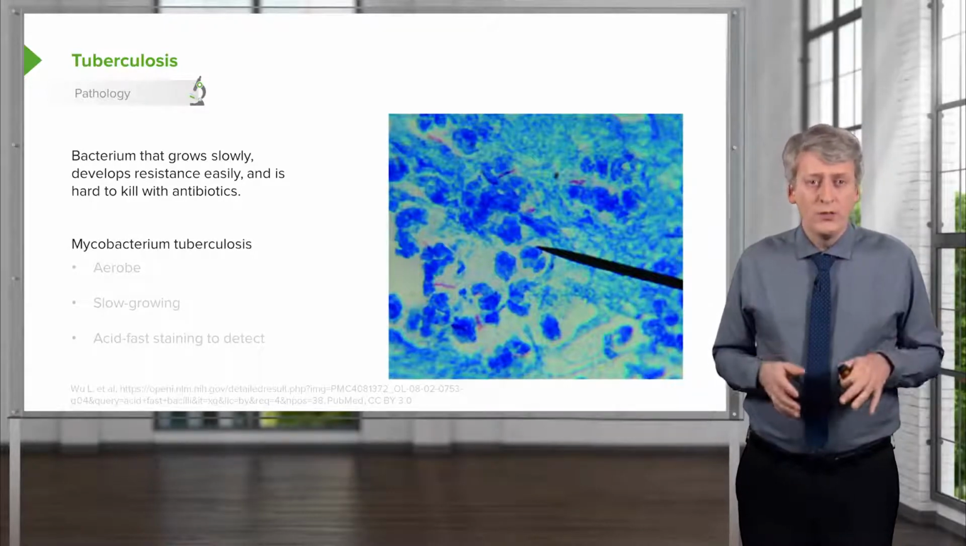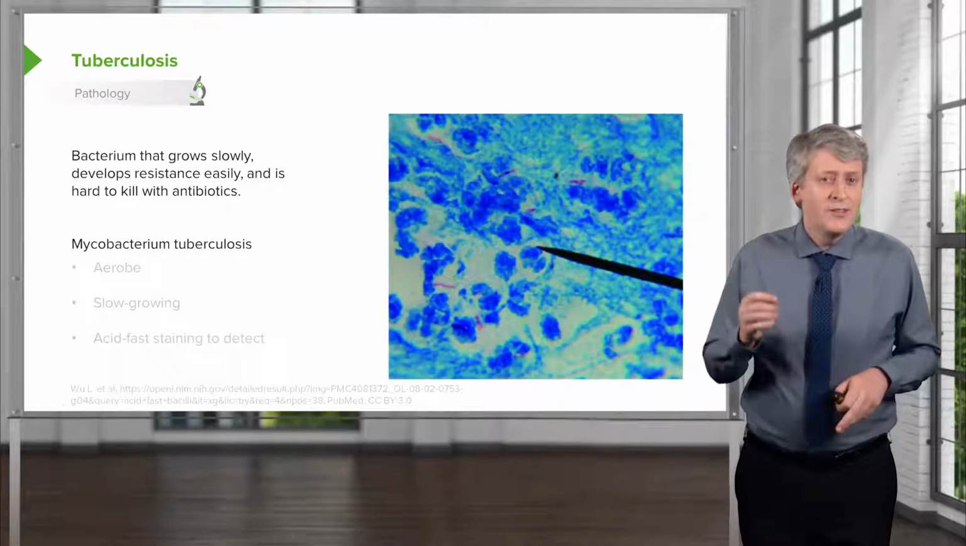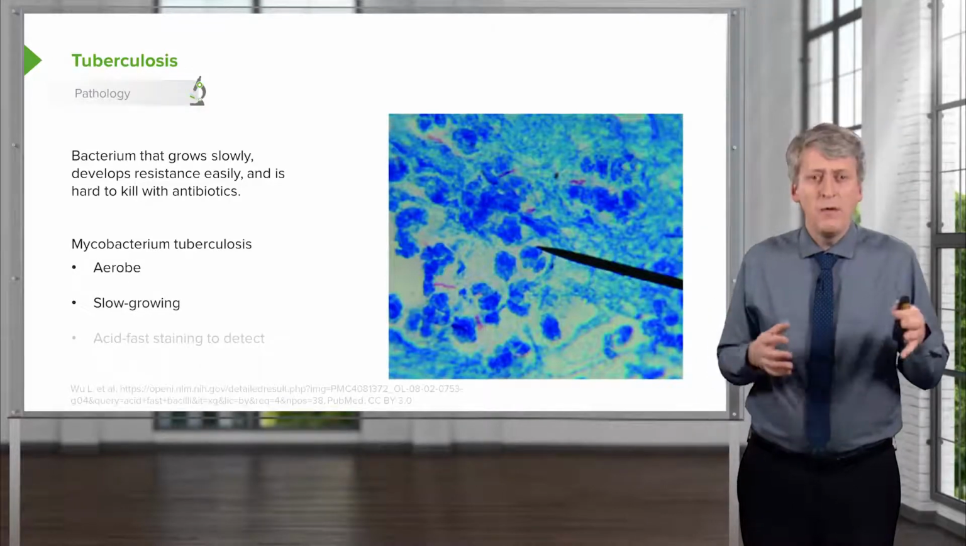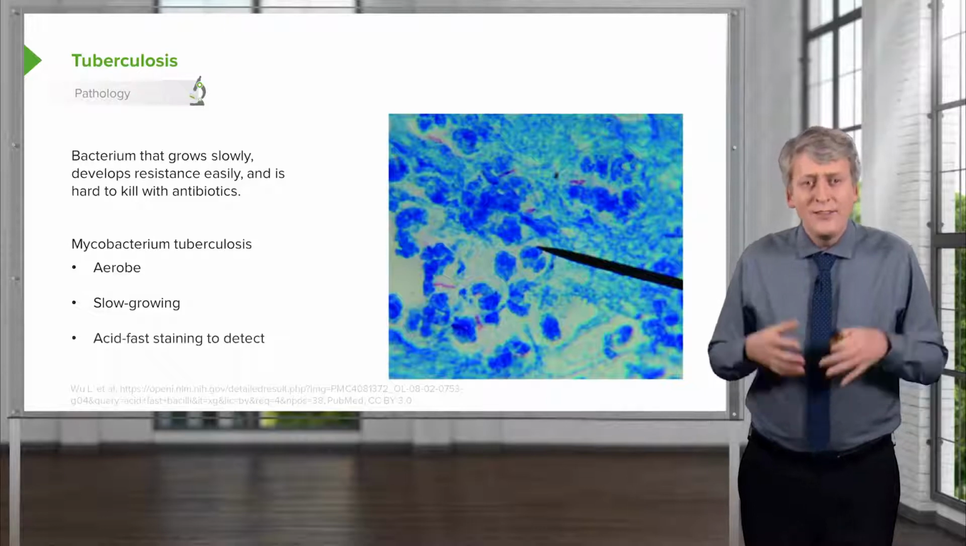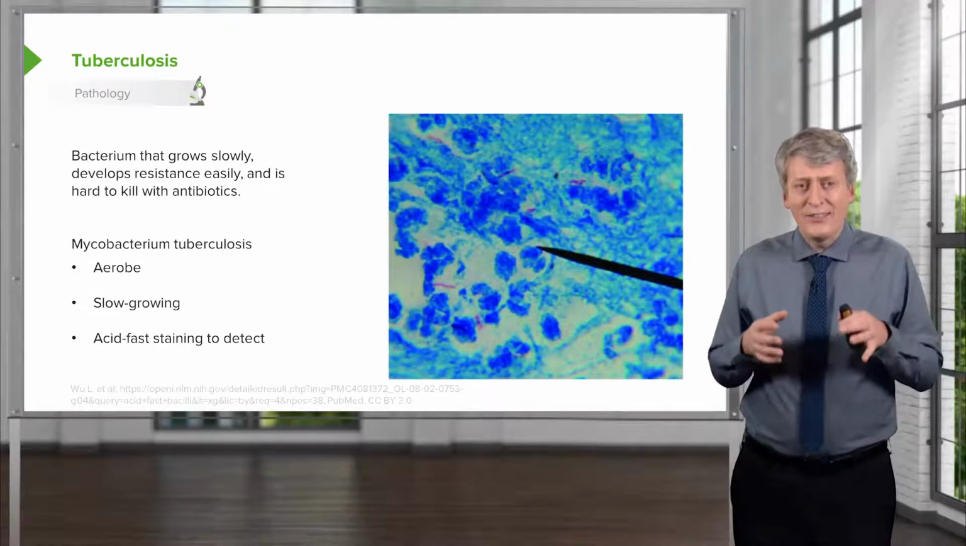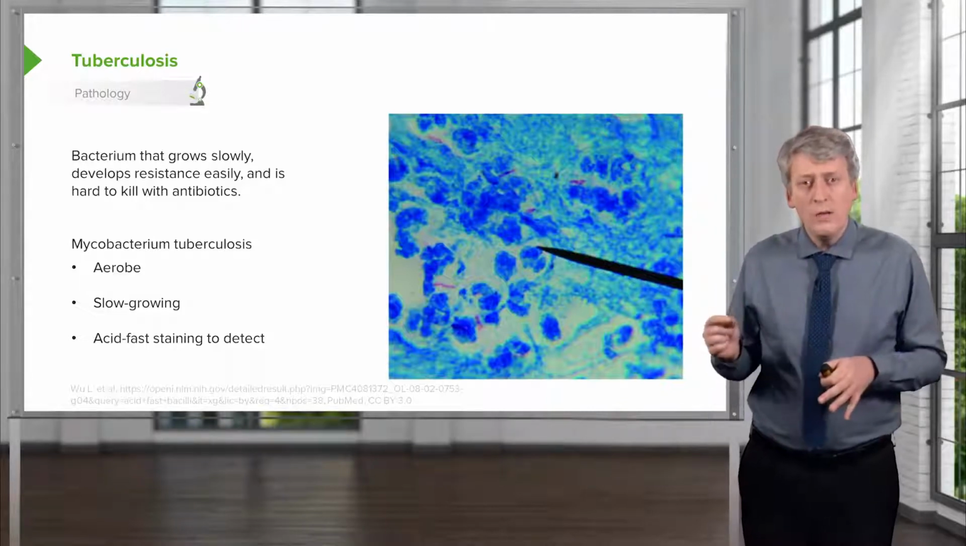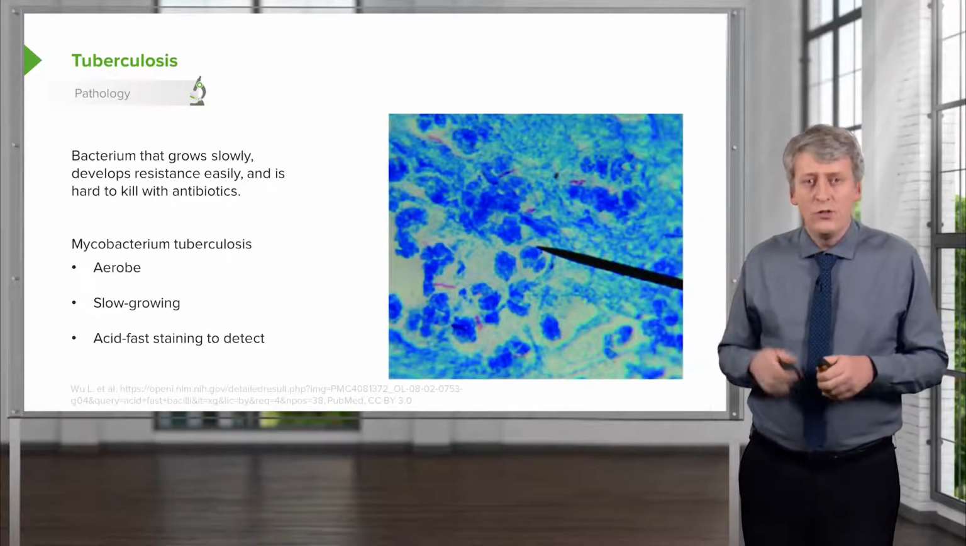Mycobacterium tuberculosis is the offending agent. This is an anaerobe and it's very slow growing. It only divides maybe once in 7 days. It's an acid-fast stained organism, so we need an acid-fast stain in order to really be able to see it particularly well, such as you can see on this slide.